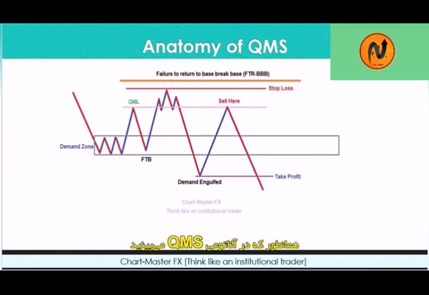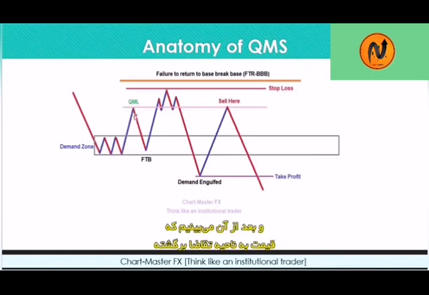So as you can see on the anatomy of the QMS, this is the first condition. As you can see, guys, the price was dropping down. Once the price dropped down, it created a base here. Once we have a base here, we can see that the price rallied up. So this one becomes our demand zone. So we have a drop, base, rally, D, B, R. Once you see this condition, there was a Quasimodo level that was formulated here.